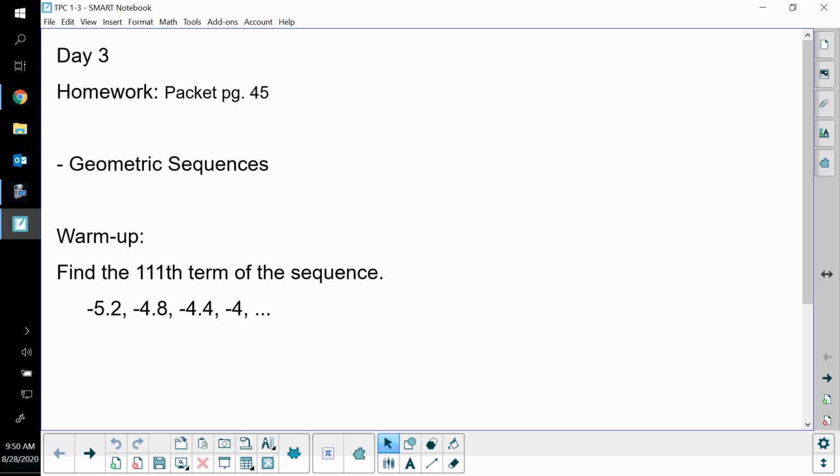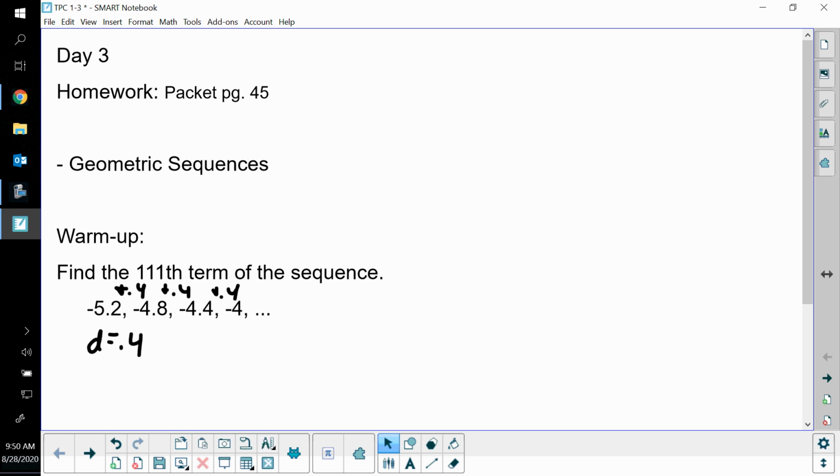On your warm-up sheet, you should be on Wednesday. We want to find the 111th term of the sequence. Well, we always want to try and see what the pattern is that's going on. And notice these numbers are actually getting bigger, so we're adding. And each time we are adding 0.4 onto it. So that means our d is going to be 0.4.